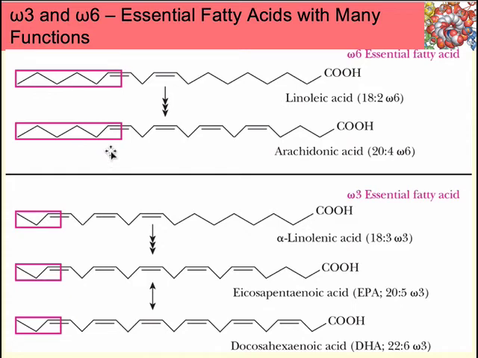The same thing is true for arachidonic acid, as shown here. Omega-3s, of course, have their first double bond at the 3rd position from the end of the chain, thus the omega-3 nomenclature for alpha-linolenic acid, eicosapentaenoic acid, and docosahexaenoic acid, the latter two known commonly as EPA and DHA.